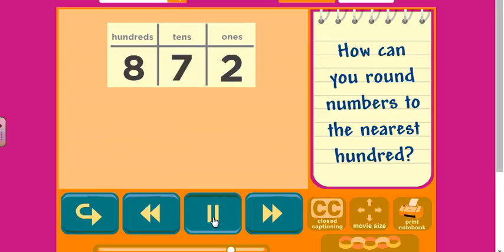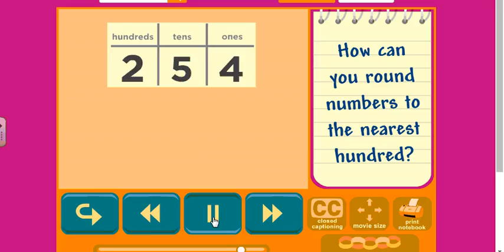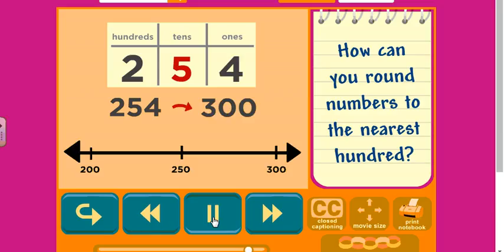Round this number to the nearest 100. Remember, look at the digit in the tens place. Since 7 is greater than 5, you round up to the nearest 100. So 872 rounds up to 900. Now round 254 to the nearest 100. First look at the digit in the tens place. Since it's equal to 5, we round up to the nearest 100. So 254 rounds up to 300.